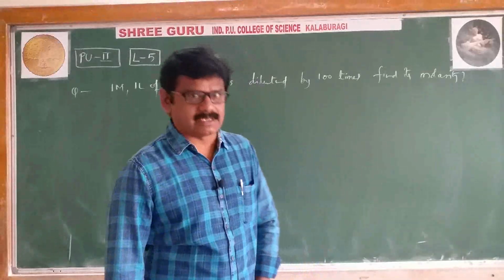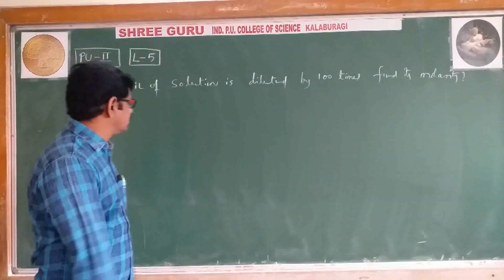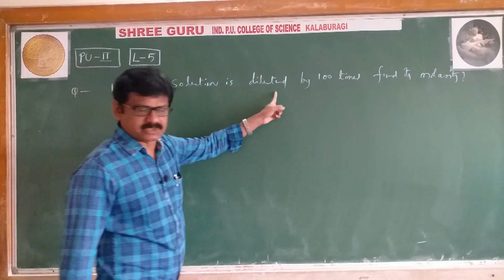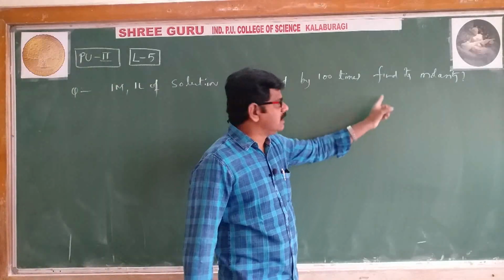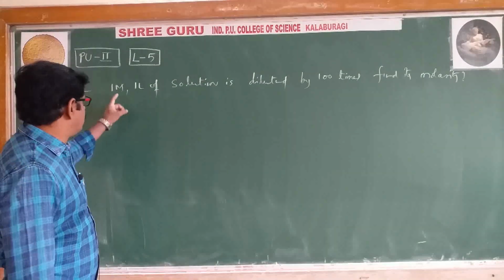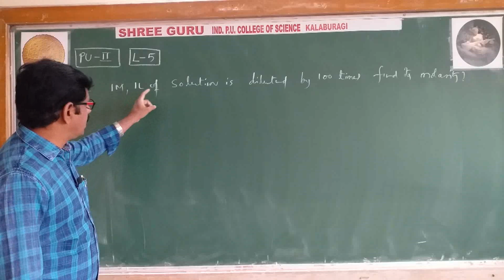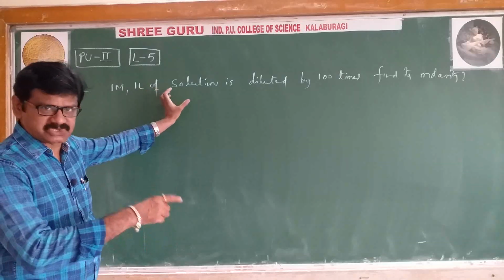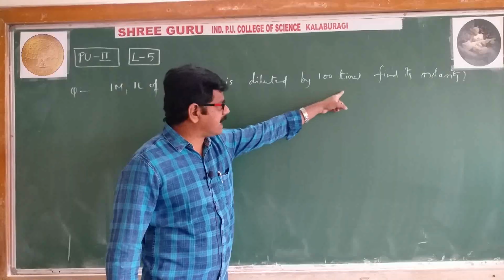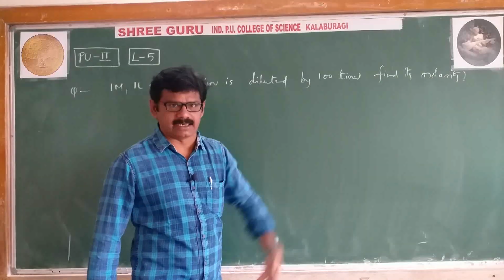The next question based on dilution law is like this: 1 molar, 1 liter of solution is diluted by 100 times, find its molarity. I'll repeat: a 1 molar, 1 liter solution, that is the before-dilution information, is diluted by 100 times, and find its molarity.